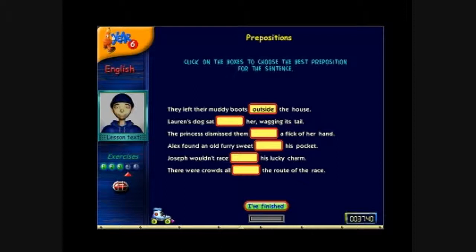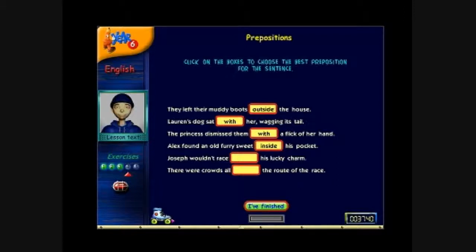Lauren's dog sat beside her. Sat with her raised hand. The princess dismissed them with a flick of her hand. Alex found an old furry sweet inside his pocket.